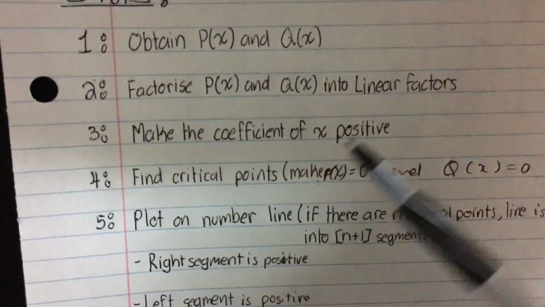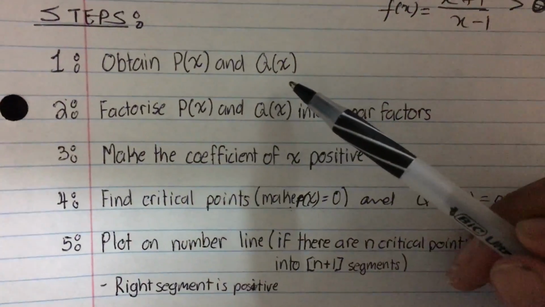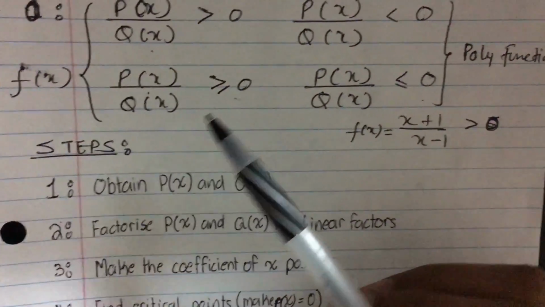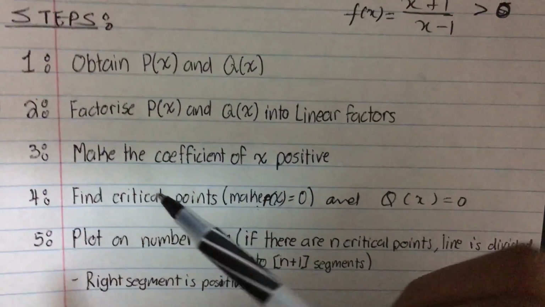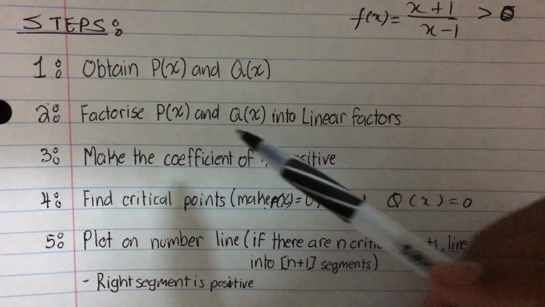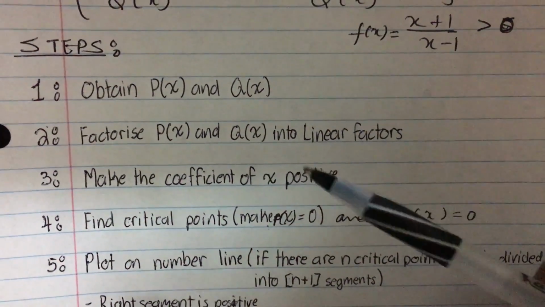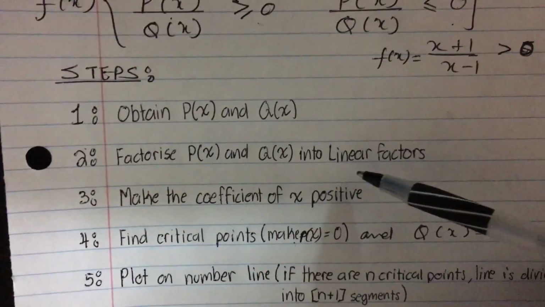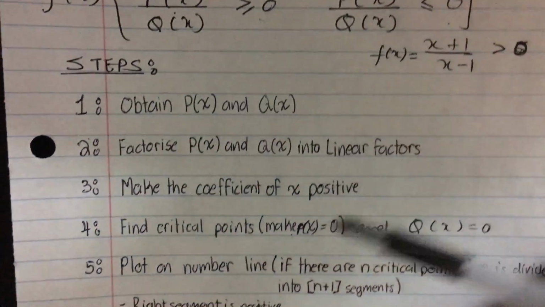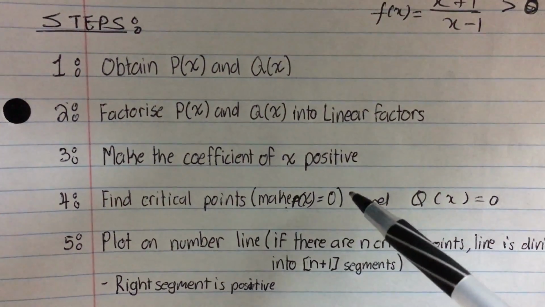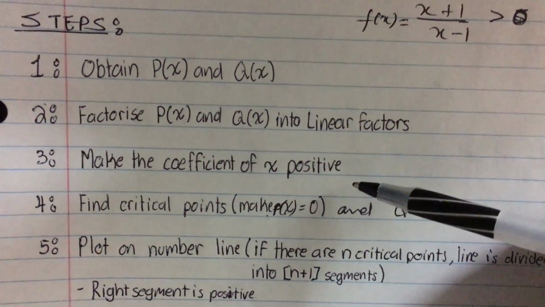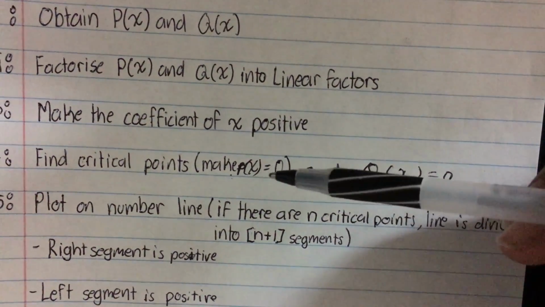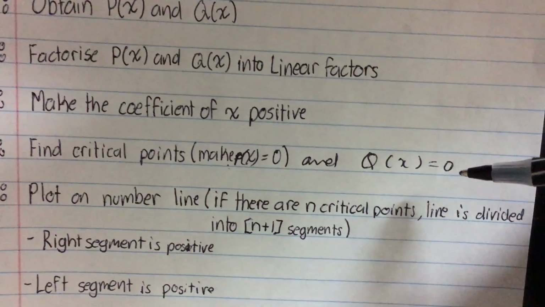So the first step is to obtain px and qx, which is usually given to you in the equation or inequality. The second step, factorize px and qx into linear factors. So if there's a quadratic in the numerator or denominator, you're going to have to solve it into a linear equality. Make the coefficient of x positive. That's pretty simple and straightforward, so I hope you understand that part. Find critical points. Make px and qx equal to 0.